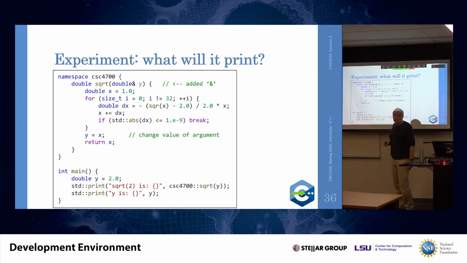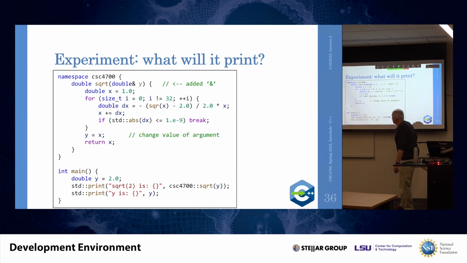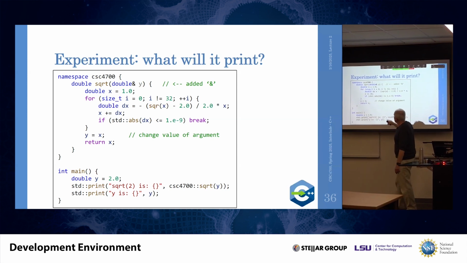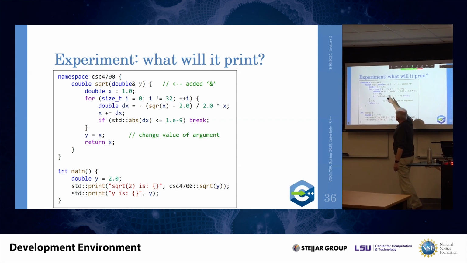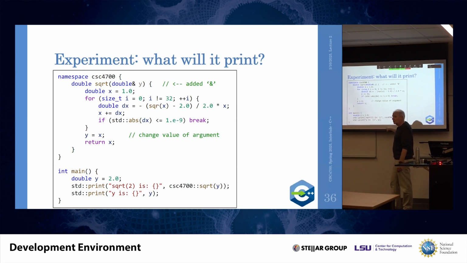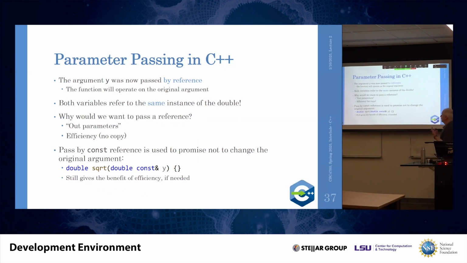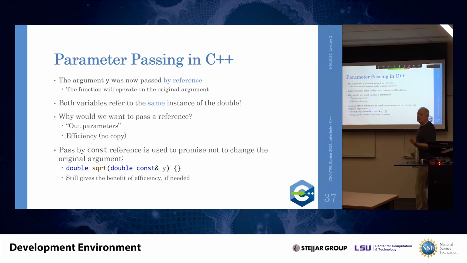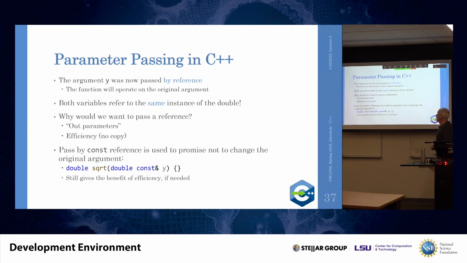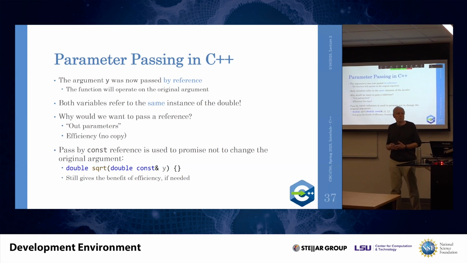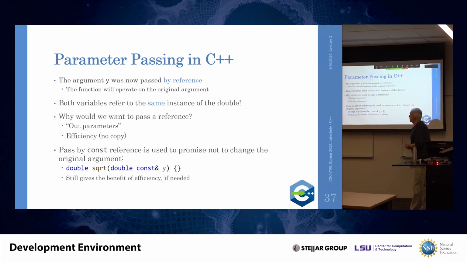The reference is an important part. This is something people struggle with because sometimes they forget that they have to change the place where the function is defined and not the place where the function is invoked in order to turn it into a reference. Okay? This is the important part. So the argument y was now passed by reference. It's called passed by reference. The function will operate on the original argument because both variables are the same. They refer to the same place in memory.